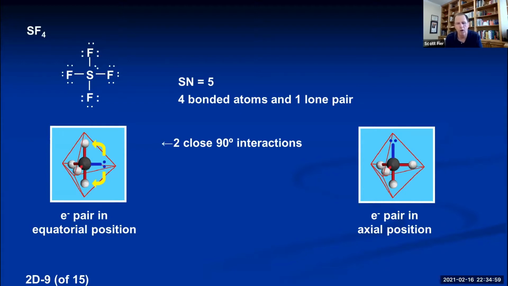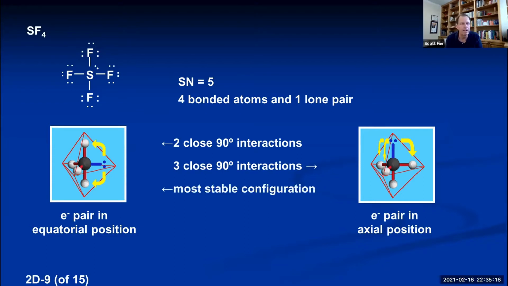But let's go to the other structure where we put the lone pair in the axial spot. How many 90-degree repulsive interactions does it have? Well, it has one over here, and one to the front, and one to the back. Oh my gosh, that's 3 90-degree repulsive interactions. That's more repulsion. That's bad. Therefore, the first one must be the most stable configuration because it has the least number of close interactions. So this is the wrong shape for the molecule. The correct shape is the one we have drawn on the left.